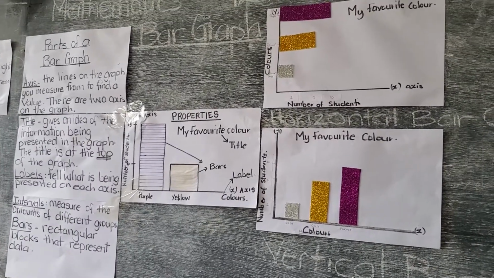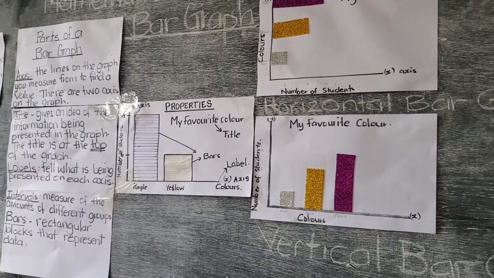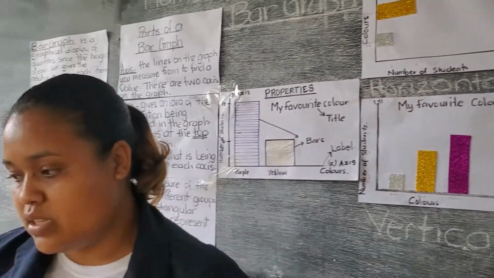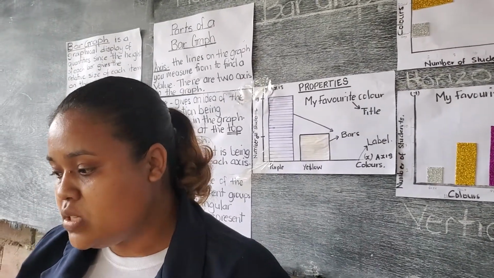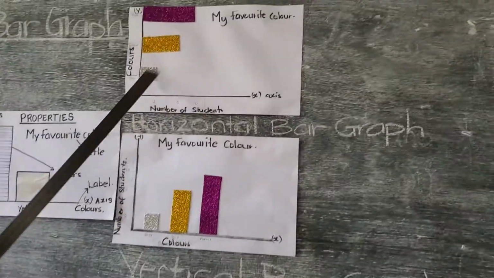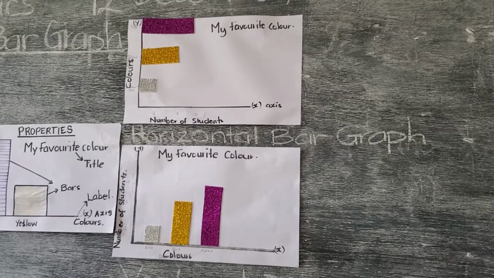Now, bar graphs can be used to display numerical data. However, the data must be discrete and not continuous. The last one says bar graphs can be drawn horizontally or vertically.